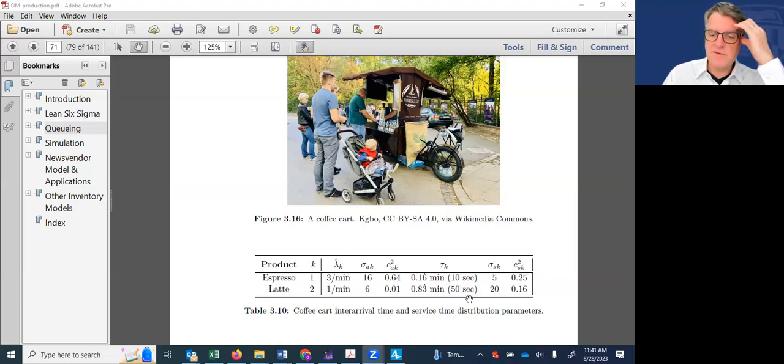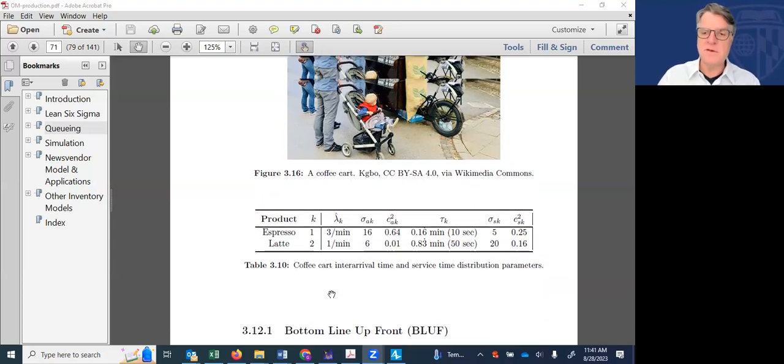Latte customers take 50 seconds on average, with 20 seconds of variation, and they're arriving 1 per minute. So 3/4 of your traffic is espresso customers, a quarter is latte customers, and there are quite different service time characteristics on these two types of customers.